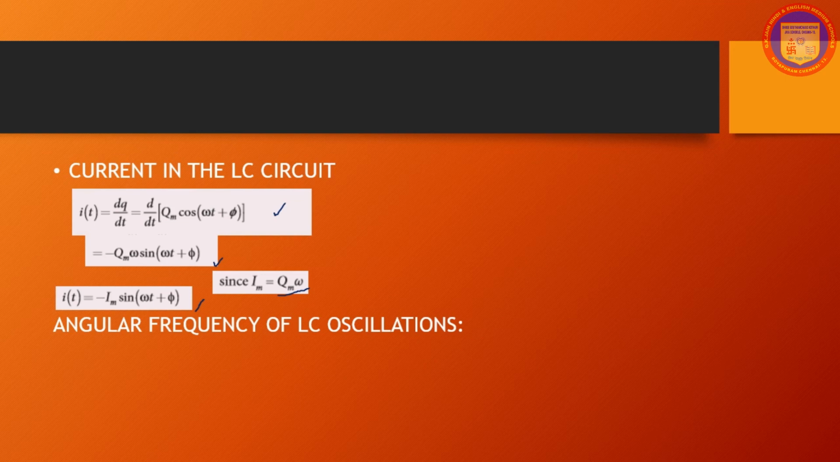This equation shows that the current varies as a function of time. It is a sinusoidally varying alternating current with angular frequency omega.